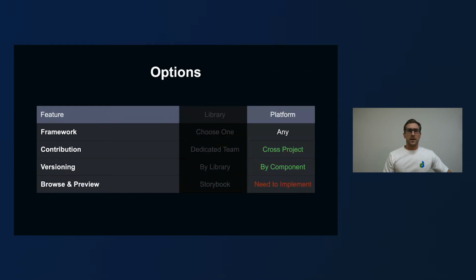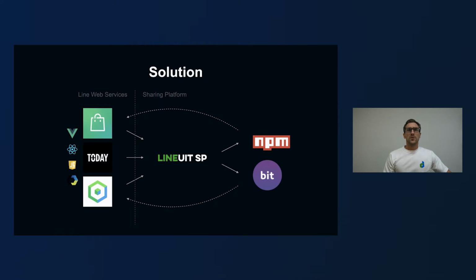Using Bit CLI tool allows developers of any projects to isolate, version, and export components with almost no changes into existing code. The only downside for this approach is that we have to implement our own web service to browse and preview existing components. This is the solution we chose. Let's briefly check how does it work.